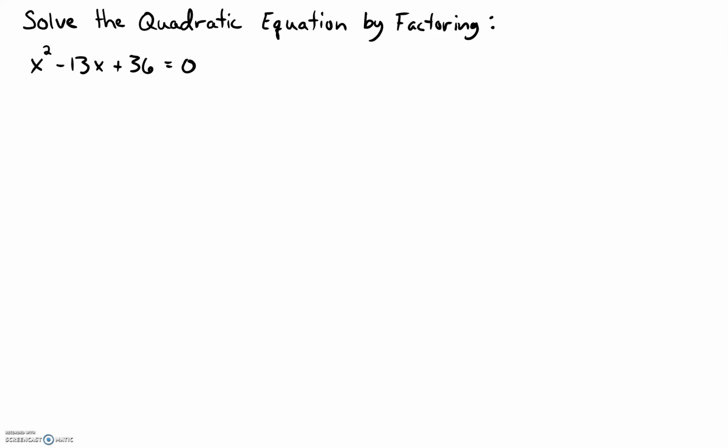The problem with this is it is a quadratic, so we have an x to the second power. So we're going to have to use different methods than we would normally use if we had something like a linear 2x plus 1 equals 4 kind of thing.